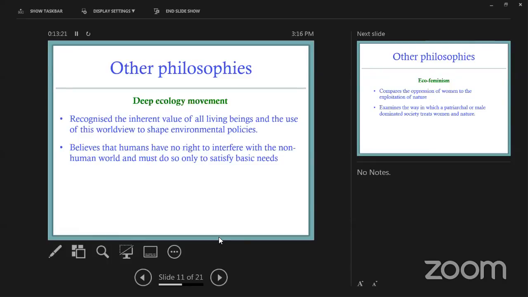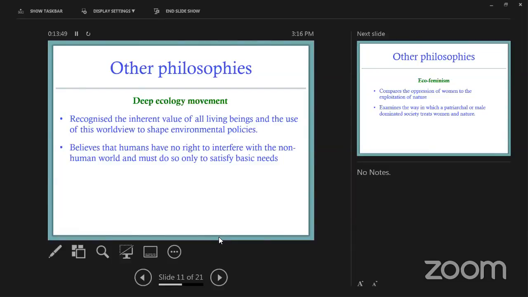Now, there are other philosophies also that look at this relationship between humans and the environment. And one is the deep ecology movement, which is very much a Western-based philosophy. But that again recognizes the inherent value of all living beings and says that environmental policies have to be based on this value.